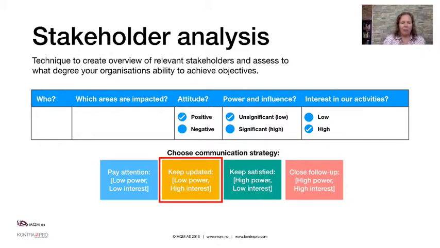And then you have the stakeholders that don't have any influence or any interest. They could be the blue box, pay attention. The stakeholders that have a lot of influence but not a lot of interest, like the sleeping bear, is the green box, and of course the red box or pink box. You should closely follow up because they have both the power and the interest in how you conduct your activities.